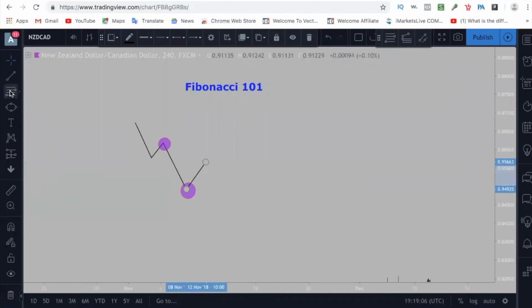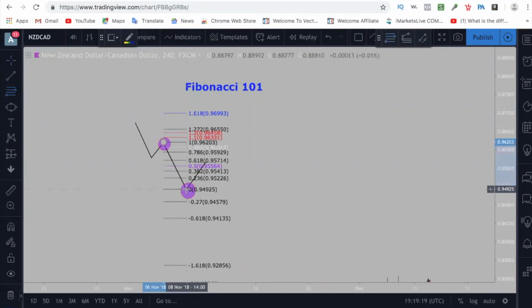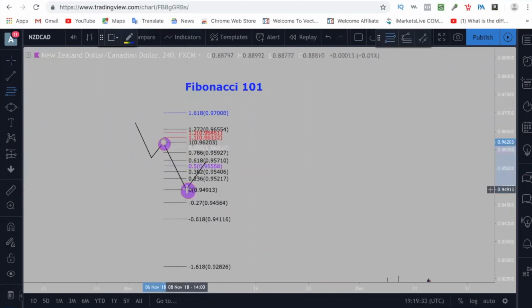So let's go ahead and take this Fibonacci tool, and we'll drag it from the previous high, which was our past pullback, where it ended, all the way over to where the new pullback started. Now, the easiest way to do this when you're using this tool is to click one time and then drag that to where the new pullback started.